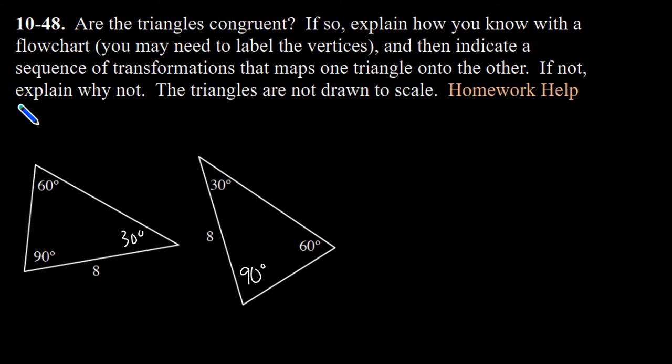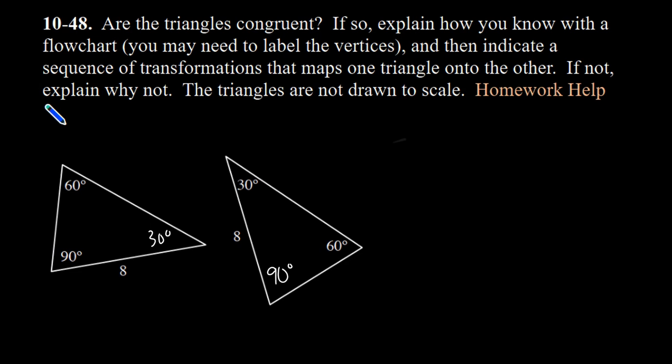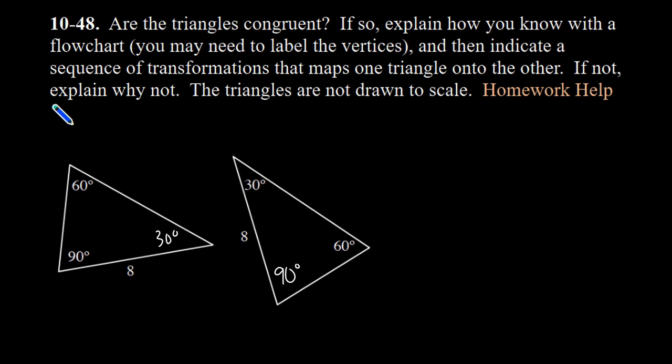So I can see that I definitely have the angle-side-angle pattern, right? 30 degrees, 8, 90, and that's matched on the other triangle: 30 degrees, 8 long, 90 degrees. So let's go ahead and label these so that we can talk about the proof.